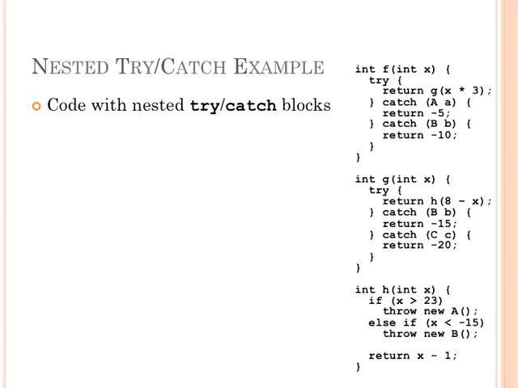So here's an even more complicated example. For f of x, notice that f can catch a or b. It calls g. g can catch b or c. This is really all we've changed, that now we have multiple exceptions. And h can throw a or b, but it doesn't catch anything.